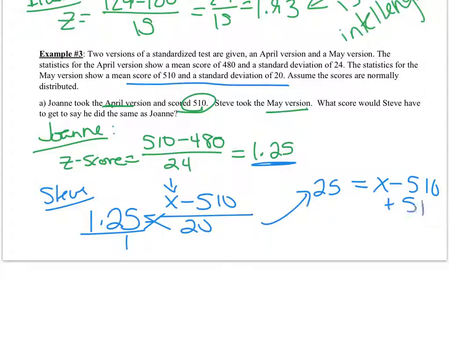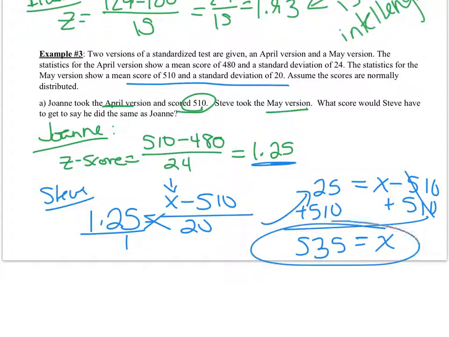Add 510. So in order for Steve to claim that he got the same grade or the same SAT score as Joanne, he would have to get a 535 on his test, where she only got a 510. So that's how this works. So we can compare and contrast different z-scores. Have a good day.